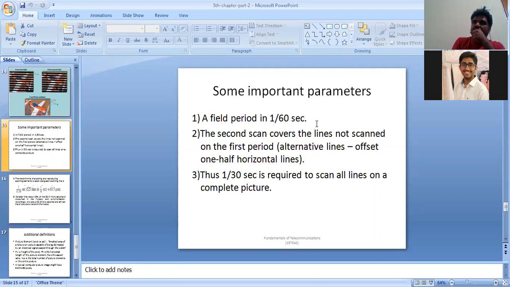If there are 400 lines, 200 lines are in one field, the other 200 lines in another field. Both are scanned separately, but then they are displayed on the screen together, line by line. So effectively we are increasing the number of frames produced per second. Individually they are 1 by 60, 1 by 60, but put together, every 1 second, 30 frames are created.